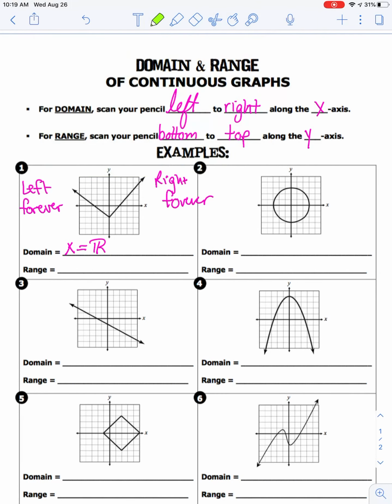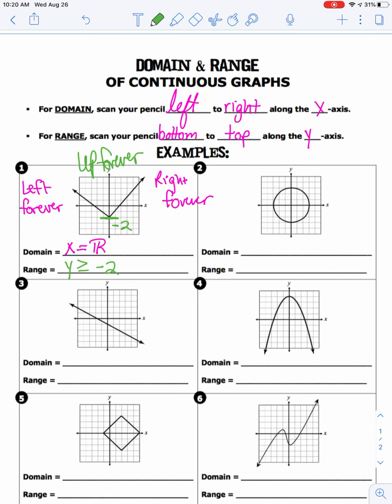Let me change to green for my ranges. As I look from the bottom of my ranges, I notice that the graph has a low point right there, and it happens at -2. So the lowest point is -2. But you see how it goes up forever? That means my y's are not equal to -2, and my y's are not all real numbers. My y's are greater than or equal to -2, since it touches -2.